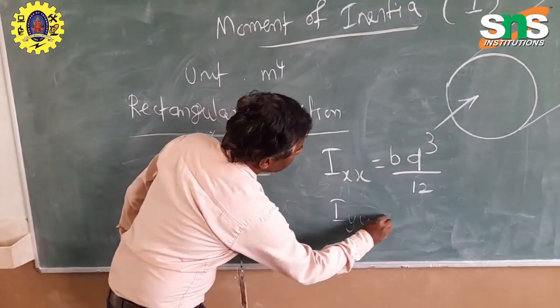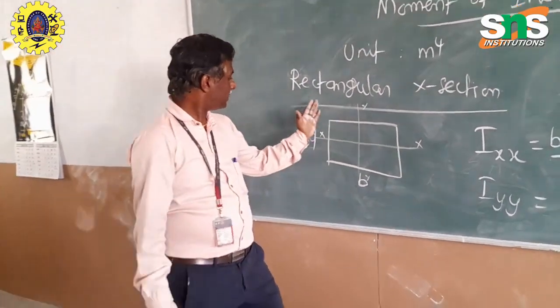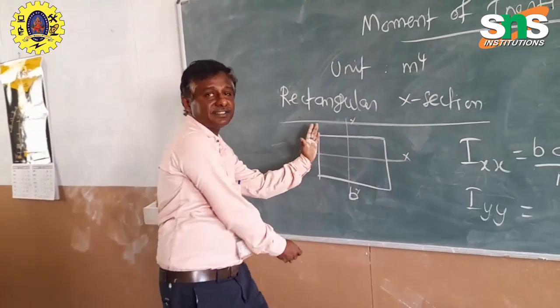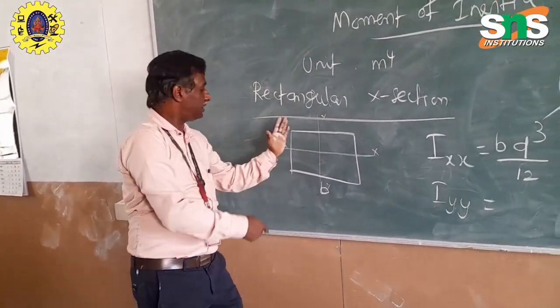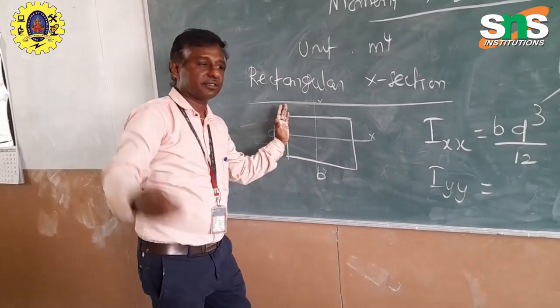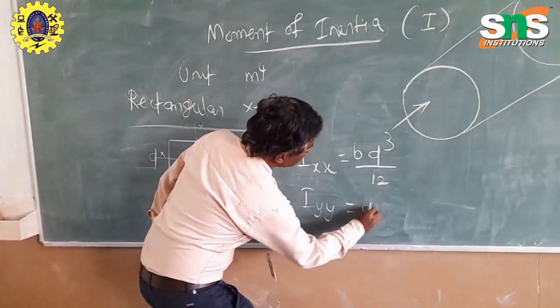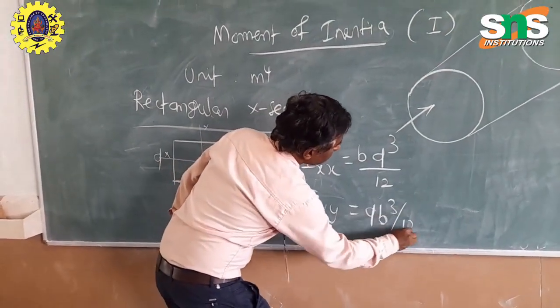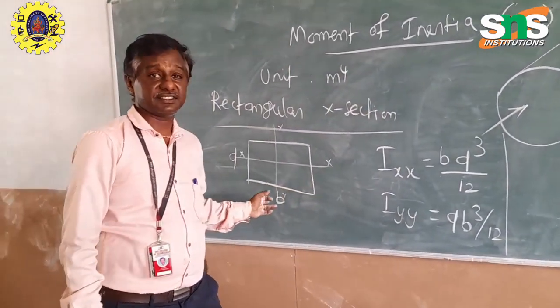About the y axis, it is the same methodology. You consider the dimension along the axis, d, into the perpendicular dimension, and you take the cube of that. So d b cube by 12. These are the moments of inertia for the rectangular section.